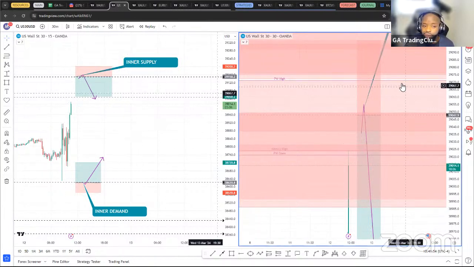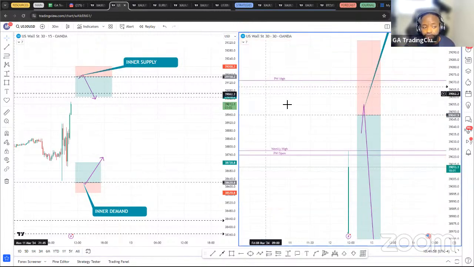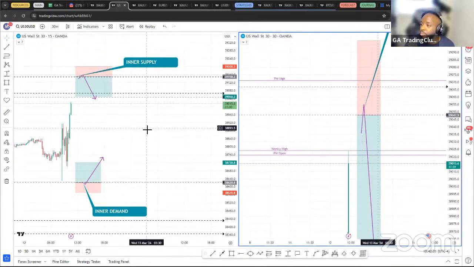It does take a lot sometimes. This inner supply and inner demand zone takes a lot of effort, because you'll set alerts, and then your work is to go there and see, do we still have that inner supply? Do we still have that inner demand?